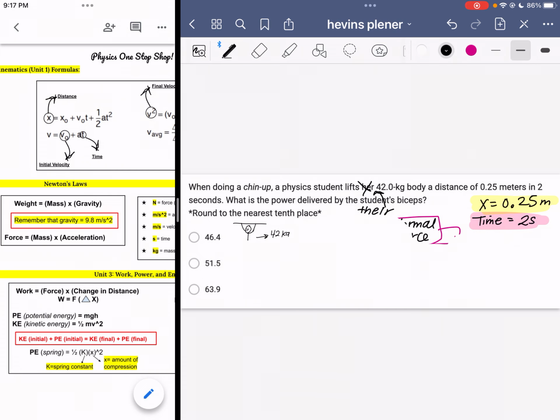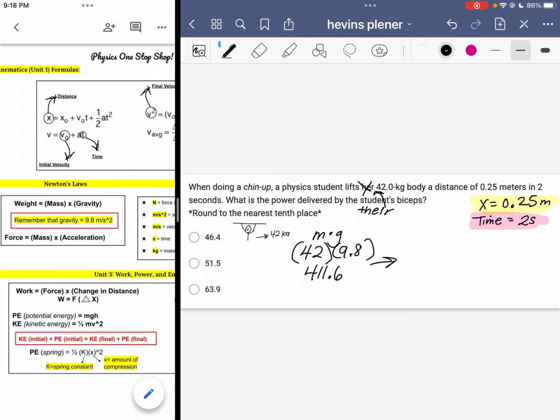Okay, step 1, find the weight. So mass times gravity. So 42 times 9.8. Hey Siri, what's 42 times 9.8? 42 times 9.8 is 411.6. Perfect. So then we go to step 2, where we find work.